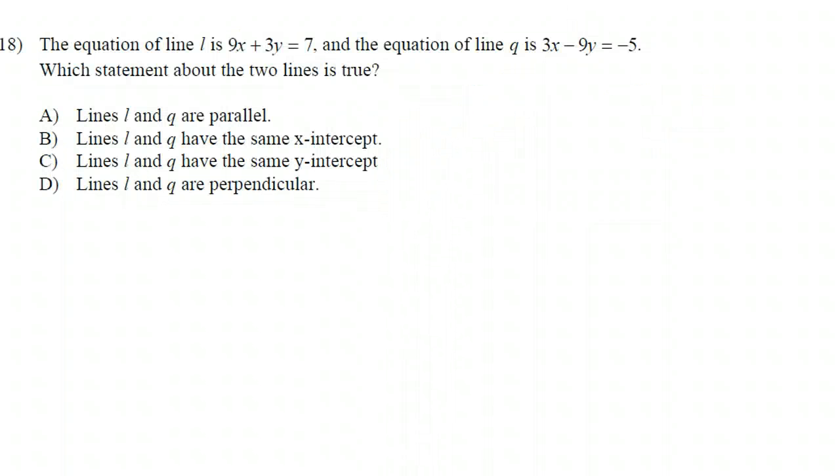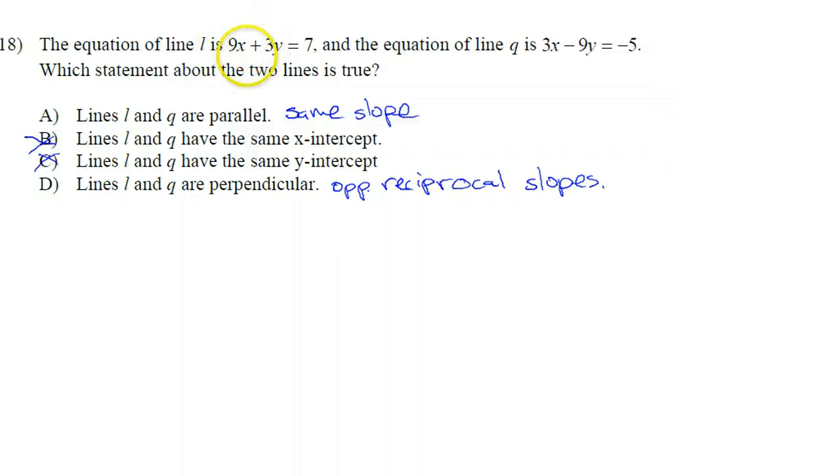All right, so far we've eliminated B and C. Now what we have to do is look at if they're parallel or perpendicular. And how can we tell? Remember, parallel lines have the same slope. Perpendicular lines have opposite slopes that are also reciprocal. So opposite, reciprocal slopes. So we need to find the slopes, and the way we do that is put them in slope-intercept form.